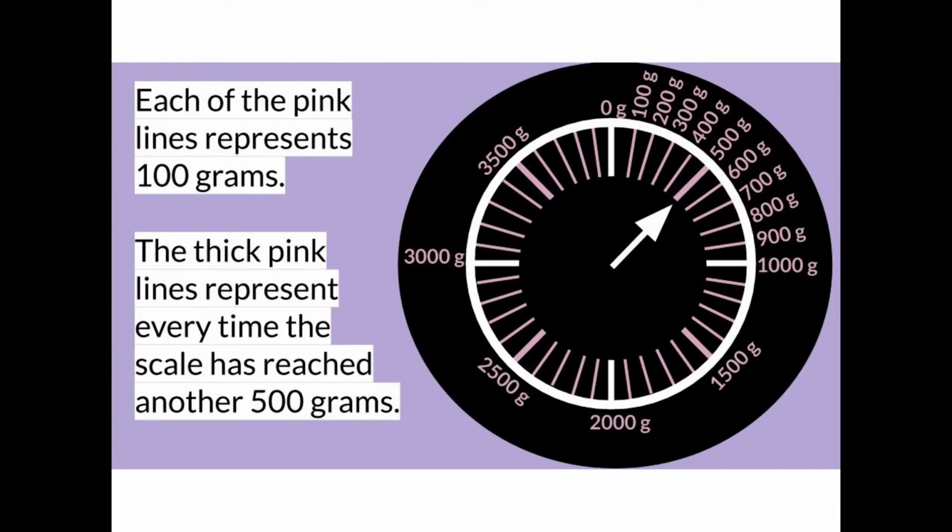So now let's take an even closer look at the dial here, okay? Even closer. So as I said before, 1 kilogram is equal to 1,000 grams. Okay, 1,000 grams. So let's take a closer look at this. Look at right here. It's pointed at 500. Do you guys see that? The arrow is pointed at 500. And these thick pink lines right here, these represent every time this scale has reached another 500 grams. So every time it gets to these thick lines right here, it's another 500 grams, okay?